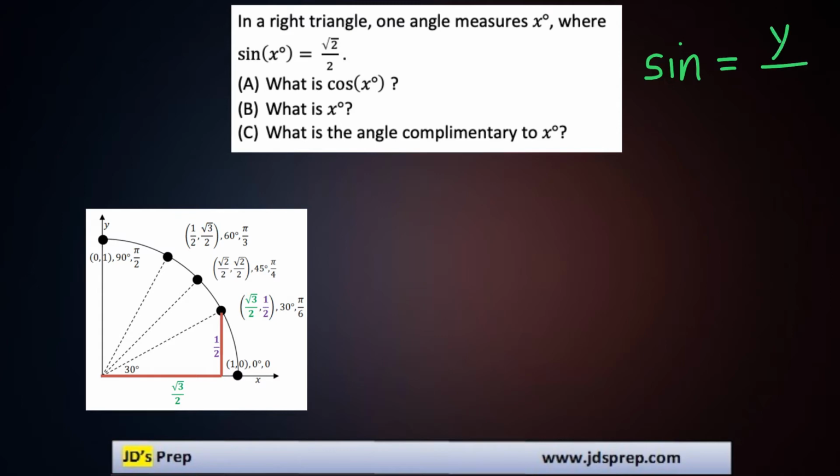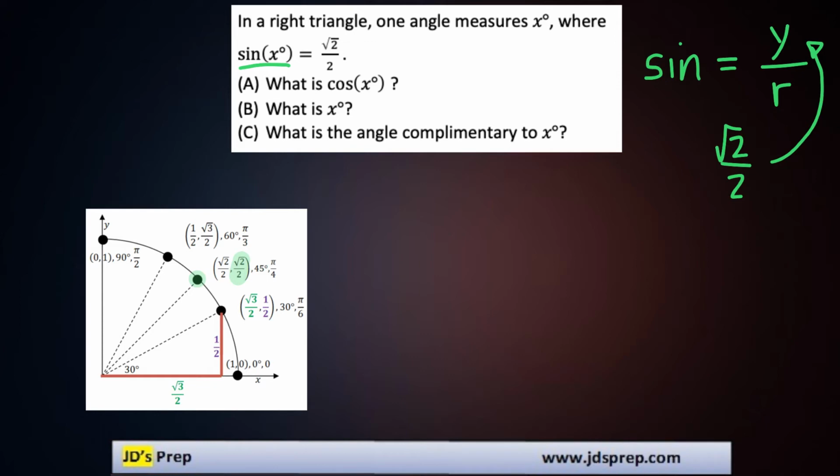of a point over the radius of the circle. But of course, in a unit circle, the radius is just 1. So essentially, when we see sine of x here as root 2 over 2, we're being told the y-coordinate of the point is root 2 over 2. And we can see that occurs at the 45-degree angle. Right there, you can see we've got root 2 over 2 as the y-coordinate.